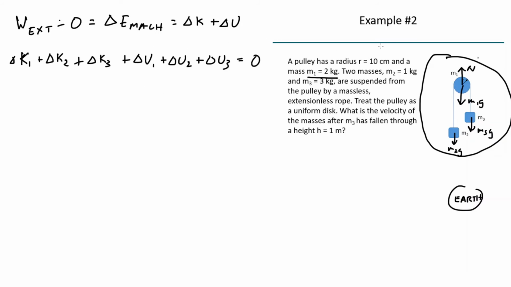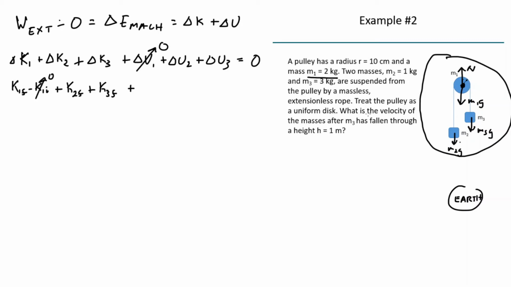Okay, now these delta K's, well, when we start off, everything is at rest. So K1 initial is 0. So this is like K1 final minus K1 initial, but that's just 0. So these delta K's are all just K finals. This is plus K2 final plus K3 final. Okay, our delta U's. Well, this pulley doesn't move. Its height doesn't change. It's fixed in place. So the change in potential energy of this pulley is going to be 0.